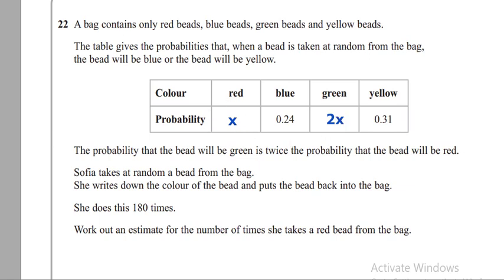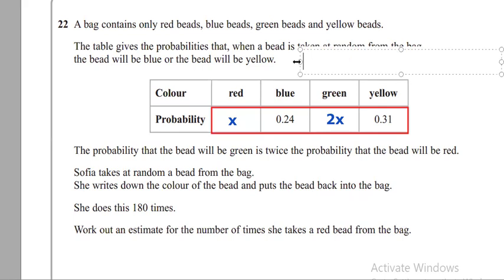Now, we know that the sum of all probabilities equals what? Very good, equals 1. This means when you add all of these together, you will have 1. So let's add these in an equation. So we have x plus 2x is 3x, and then plus 0.24 plus 0.31 will equal 1. Now we add these together.